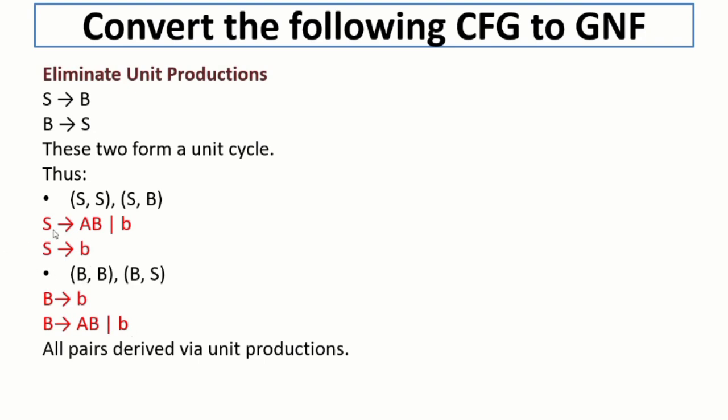See the productions. The non-terminal symbol capital S has the production S tends to non-terminal symbols A B or terminal symbol b. Then S tends to terminal symbol b. Since b appears twice, we write it only once. Then B has the production B tends to terminal symbol b. B tends to non-terminal symbols A B or terminal symbol b. Since terminal symbol small b appears twice, we write it only once.